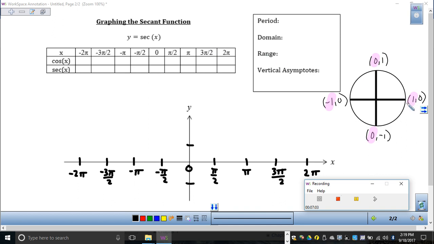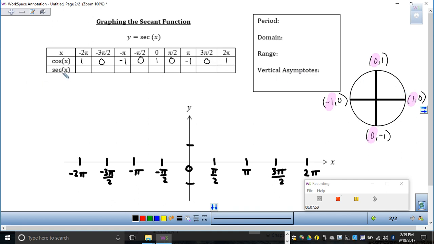So at negative 2 pi, we can see our cosine value is 1. At negative 3 pi over 2, it's 0. At negative pi, it's negative 1. At negative pi over 2, the value is 0. And then we're back to 1 at 0. So let's just continue that cycle as we go one more time around. We end up in the same place that we started.